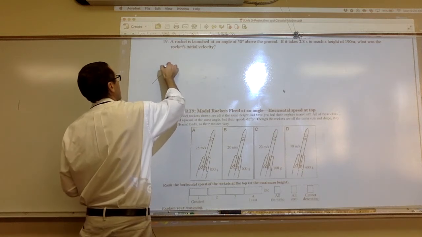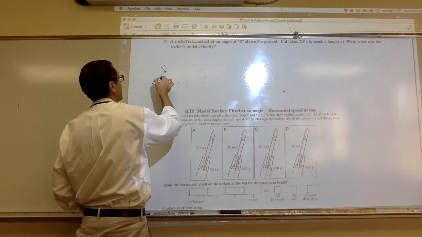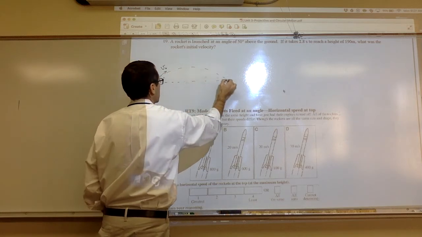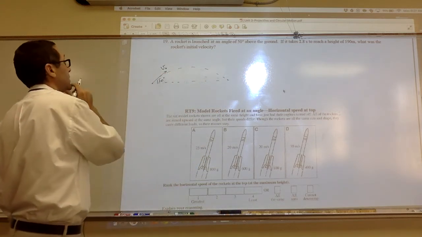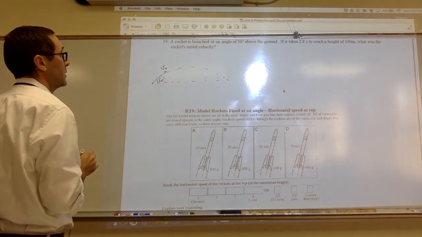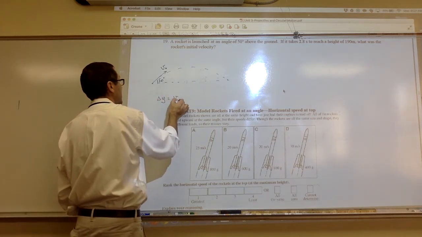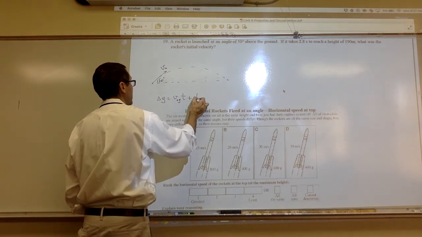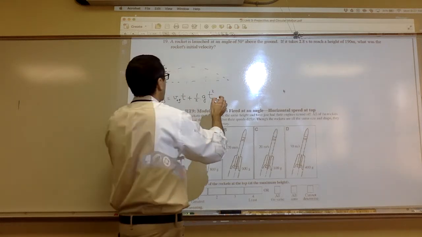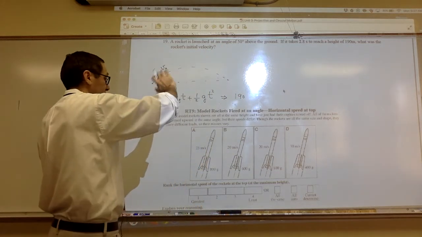So V initial, we don't know. And this is 50 degrees. Okay, so it does its thing, and it lands there. What was the rocket's initial velocity? So I think if we just use delta y equals v0y t plus 1/2 g t squared, that should get us there. Now the delta y is a positive 190 because it's still above where it started.